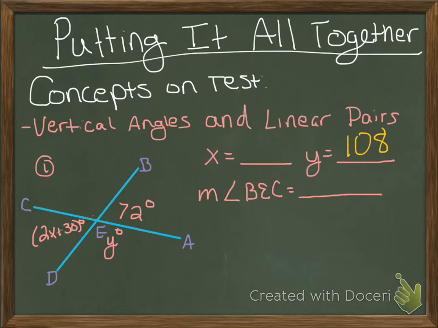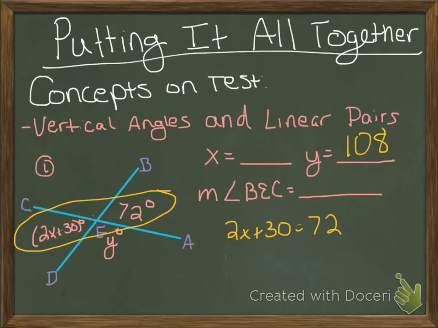Now I've got to figure out how to find x. So I look and I think, okay, what relationship do I know? And I immediately see this. I have a vertical angle of 72 degrees with the expression that has x in it. So that means that 2x plus 30 has to be equal to 72.